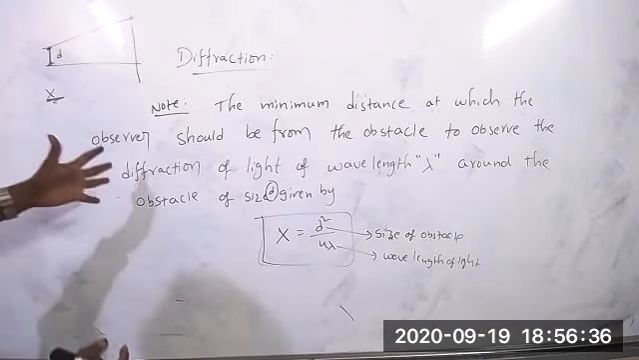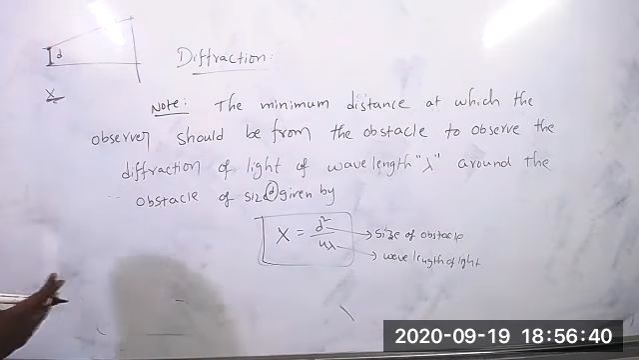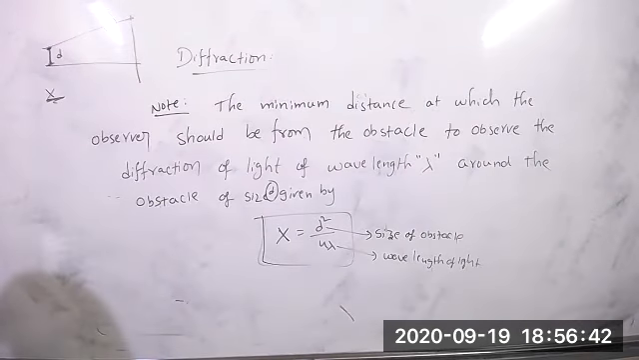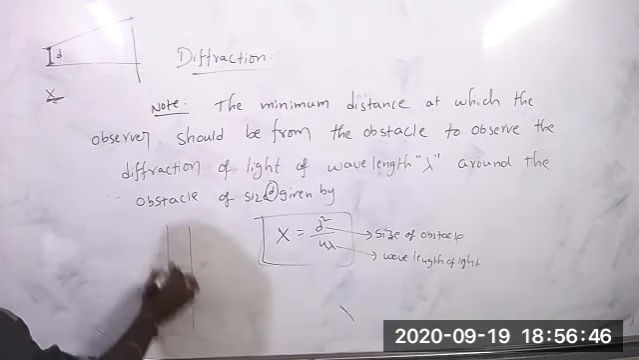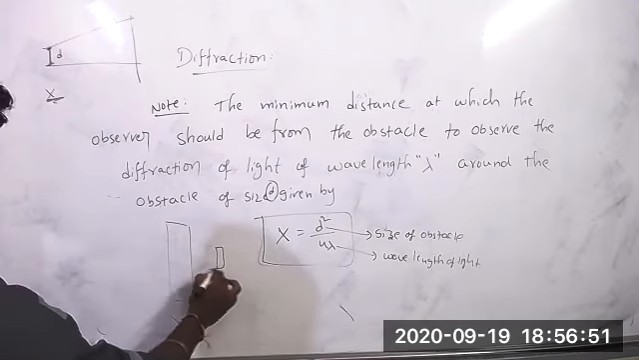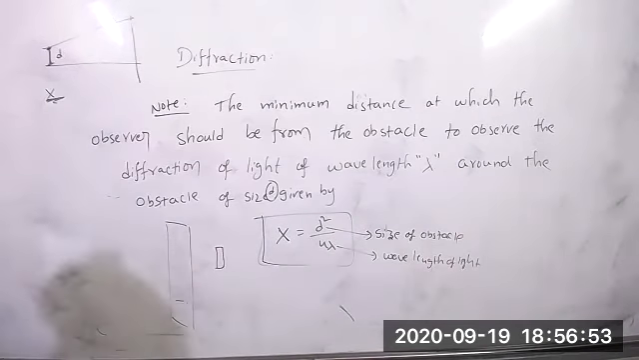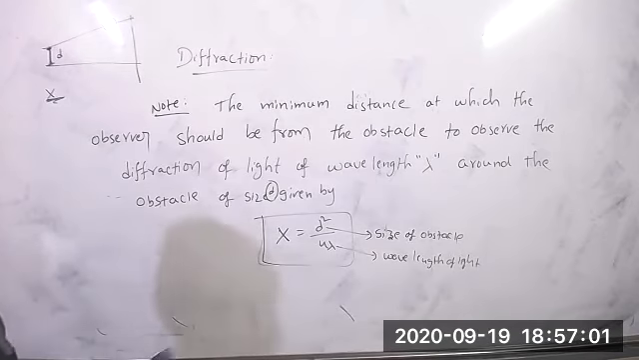Diffraction is also formed by using big objects, larger obstacles. By using a larger obstacle we can also observe diffraction, not only with small obstacles, but you have to maintain a very long distance from the obstacle. Smaller objects and larger objects both form diffraction because light bends at the corners of the object. That's all you have to remember.